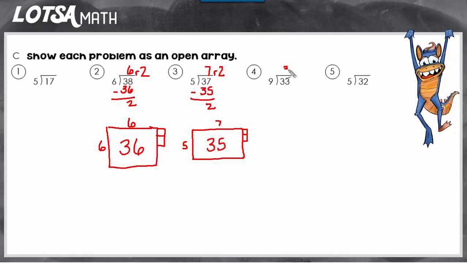So 33 divided by 9. Okay, so I'm going to get 3 remainder 6 for my quotient. So that tells me this array is going to be 9 by 3. And that this array would actually make 27 square units, but I'm going to have an extra 6 tacked on. So this open array represents 33 divided by 9 equals 3, remainder 6.